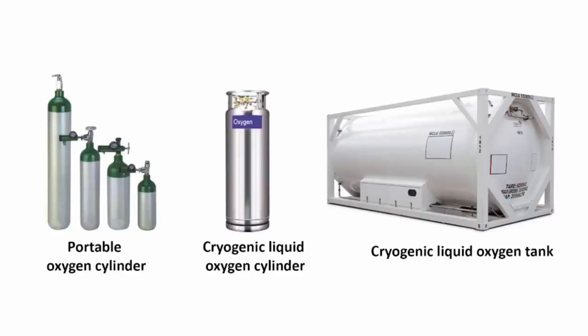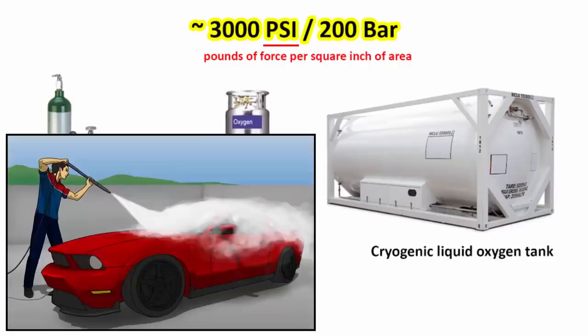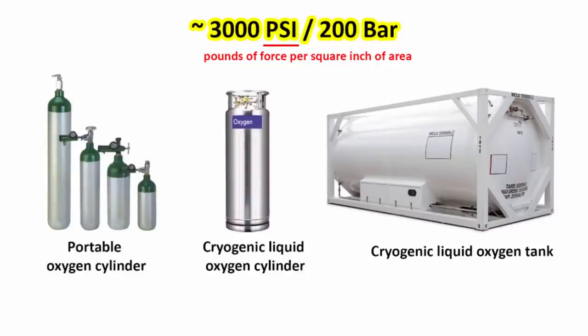It is said that the pressure at which liquid oxygen is stored in a container is up to 3000 psi or 200 bar. For those of you who don't know what 3000 psi is, psi is a unit of pressure expressed in pounds of force per square inch of area. In layman's terms, anything more than 1000 psi is a lot of pressure. When you give your car for cleaning, you will notice they clean your car with a high pressure water spray gun. With that much pressure, you can easily clean all the dirt from your car. Anyhow, liquid oxygen is stored in the cylinders at around 3000 psi.